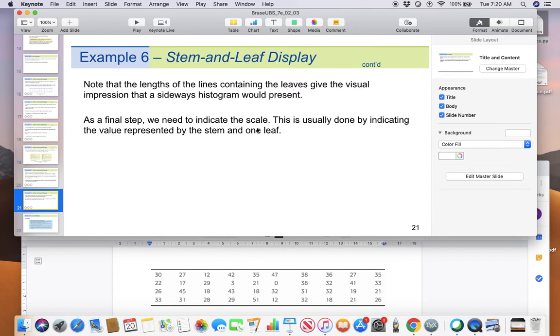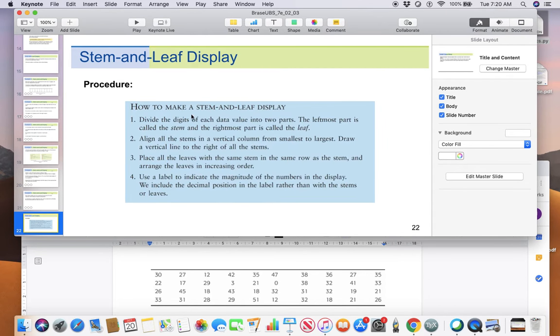As a final step, we need to indicate the scale. This is usually done by indicating the value represented. So here is a summary of how to make a stem and leaf. Divide the digits into two parts. The leftmost part is the stem, the rightmost part is called the leaf. Align all the stems in a vertical column, smallest to largest. Draw a vertical line to the right of all the stems. Place the leaves with the same stem in the same row. Arrange the leaves in increasing order.